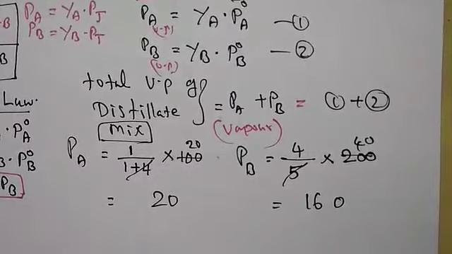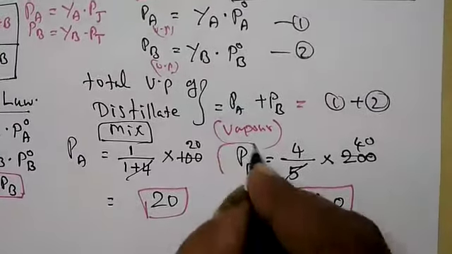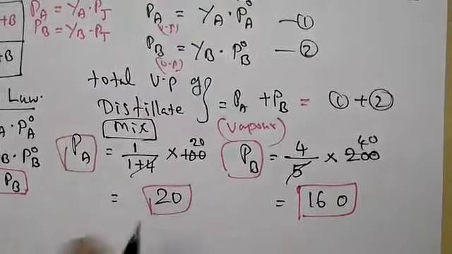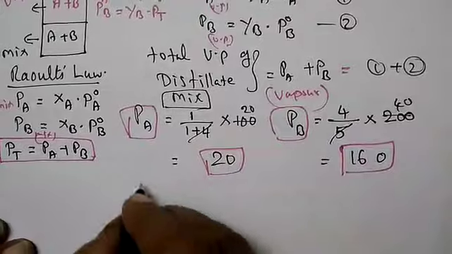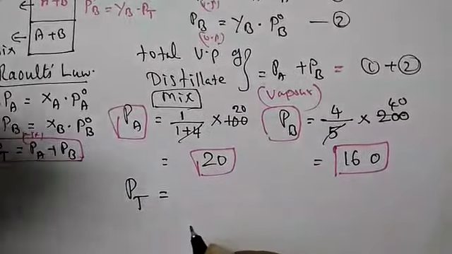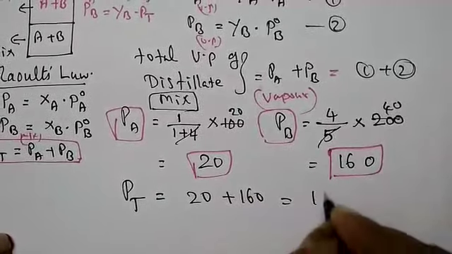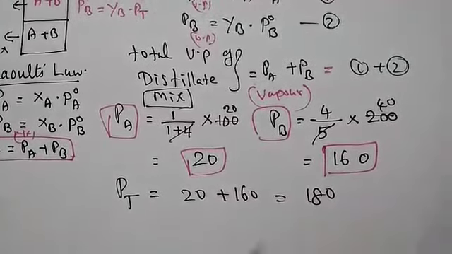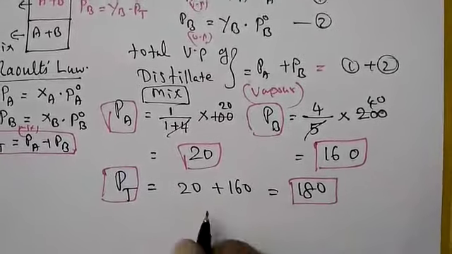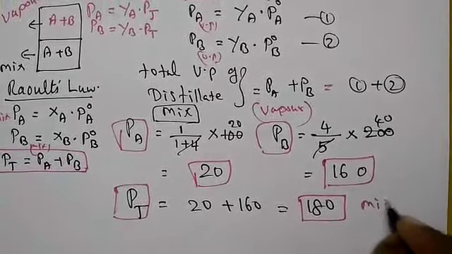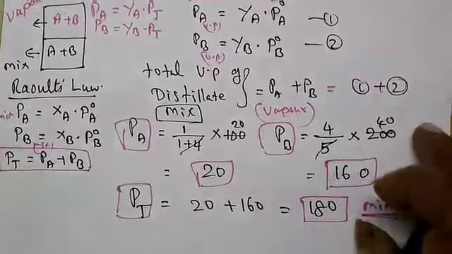This one is PB and this one is PA. We require this for the next step, so I am blocking it here. Next, the formula: total pressure of the mixture is equal to the addition of these two, which gives 180. So the total pressure of the components A and B in the mixture is 180. Now the first part is over.